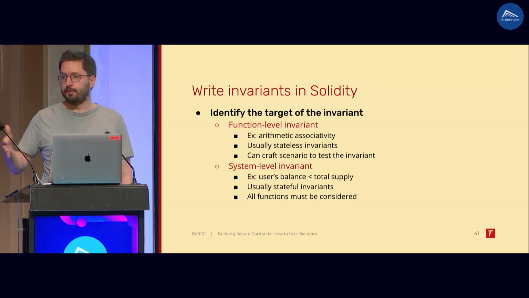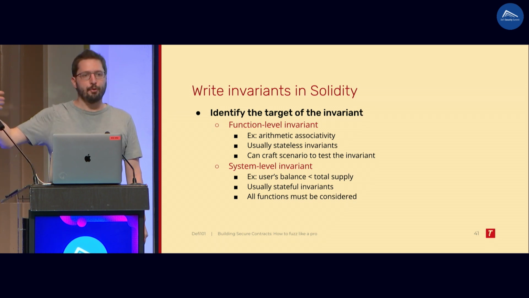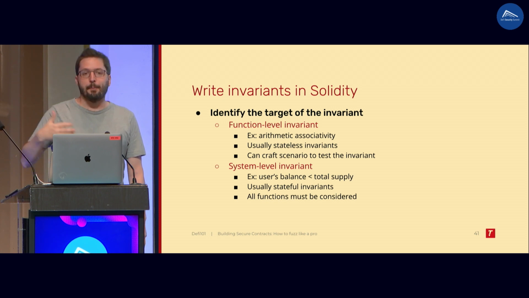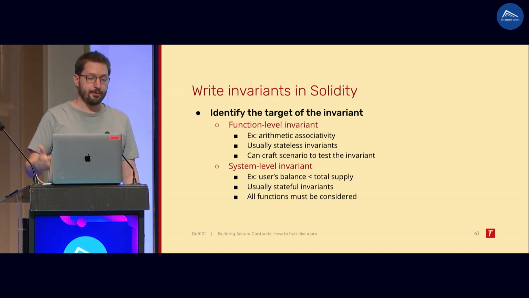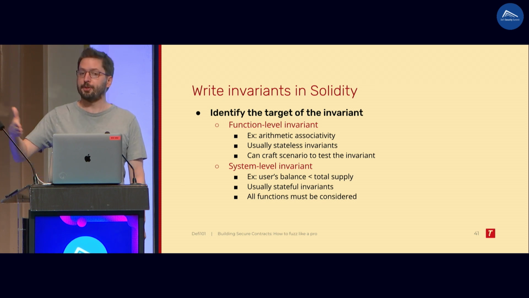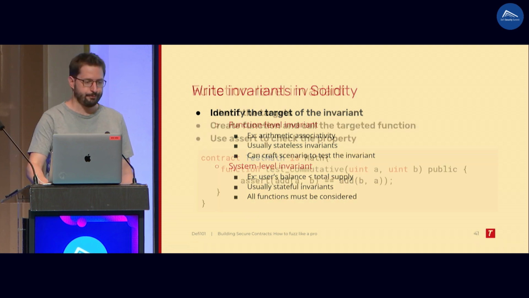Then you have system-level invariants, so invariants that must be true for any function within the contract. The balance of the user not being greater than the total supply is one of these examples. So it's not just with respect to a specific function, but with respect to the system as a whole.